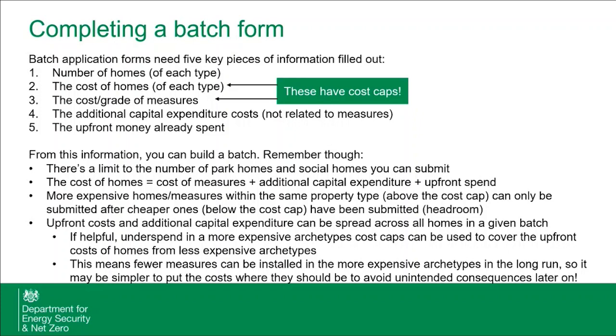No, sorry, this is probably a bit unclear. They do sit within the archetype cost caps. Your cost of home will equal, it's in the second bullet point, the cost of measures plus your additional capital expenditure plus the upfront money you've spent already. I guess it's just that there isn't a distinct cost cap for the additional capex or the upfront money. Okay, so whenever we get the total cost of properties, even though we can move some of these upfront costs between archetypes to balance it out, they still come in the overall cost cap that we need to apply to the batch as a whole.